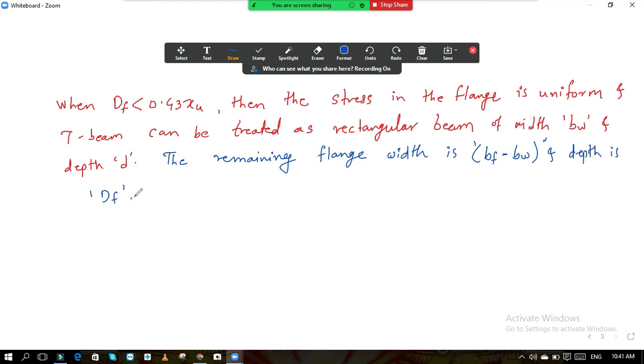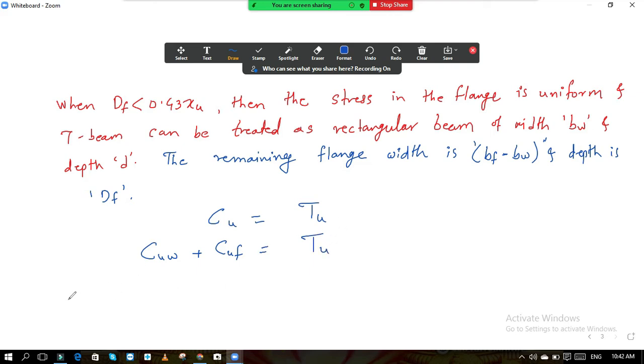So based on that, we have calculated. Now see, if we equate Cu and Tu, then what will be your equation? Total compressive force is equal to total tensile force, then this Cu again gets divided into Cuw plus Cuf, that is web and flange, and here it is the tensile force.